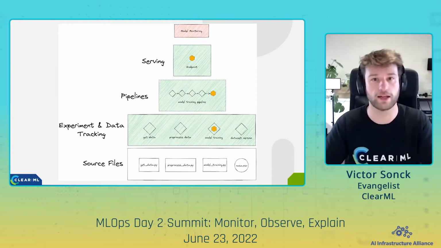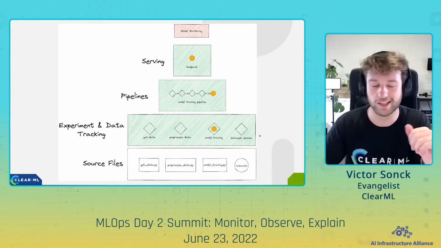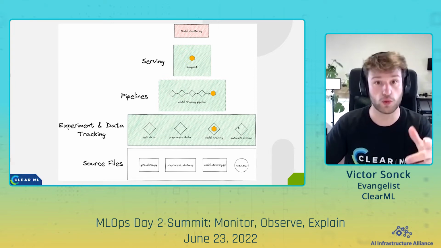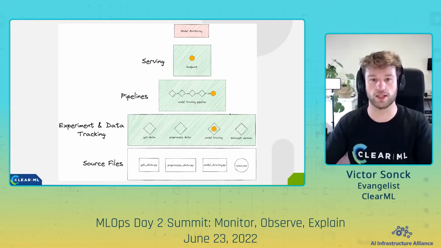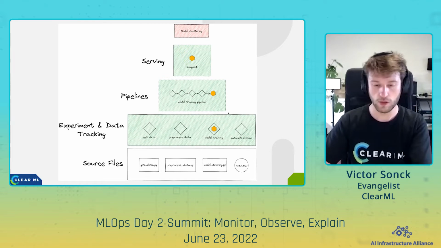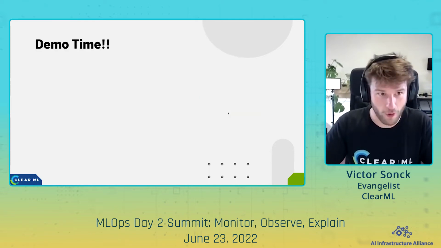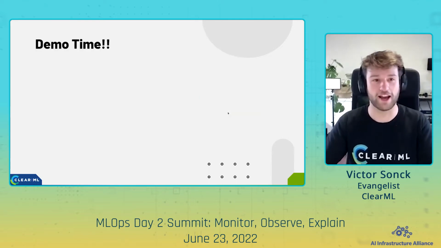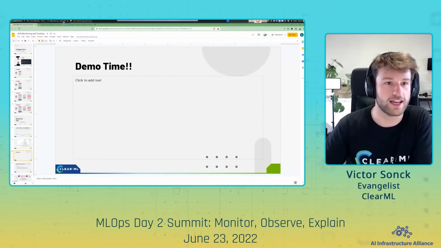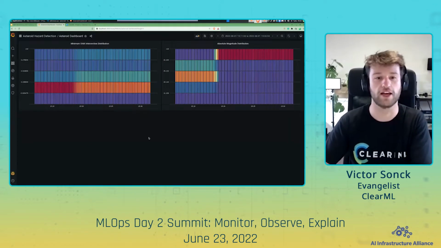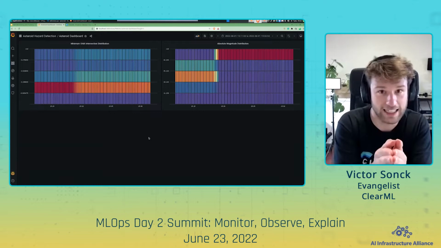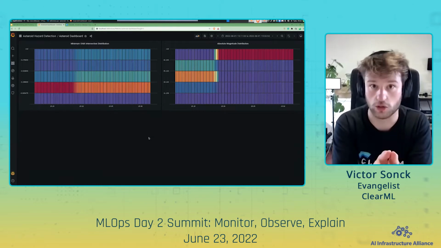Now, I'll be referring back to this pyramid, let's call it, while we go through the code and through the experiment manager and serving and pipelines. But enough talk for now. So it's demo time. If I go out of these slides and straight into the Grafana dashboard, this is exactly what drift could look like, right?